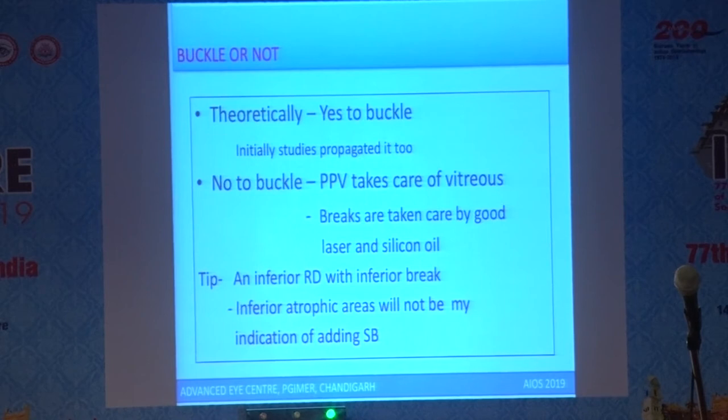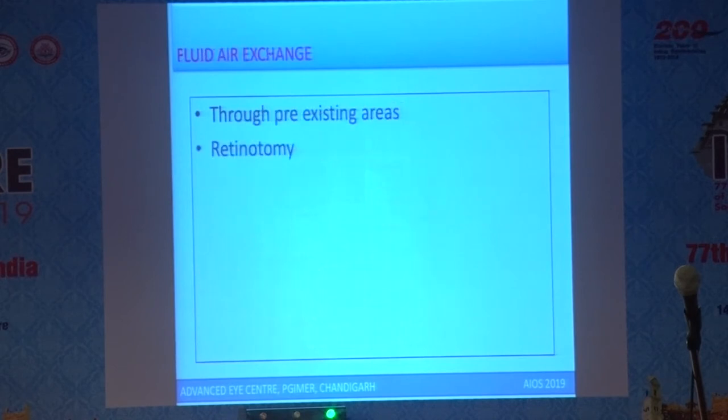Again, buckle: theoretically, people said that you put a buckle in these patients, but since the PPV is taking care of the vitreous, the buckles are not required in all the patients. As I've already said, these are posterior breaks, the whole of the peripheral retina is atrophic, and the oil will take care of that. But in case you have an inferior RD with an inferior break, which will be well supported with the buckle, you can of course do a buckle along with the PPV in these patients. But for inferior atrophic areas which are far posterior, you don't need a buckle for these patients.